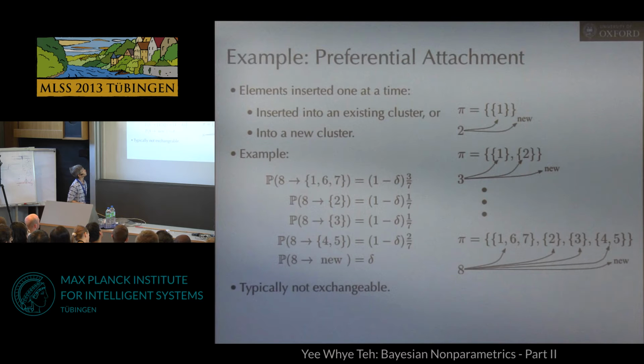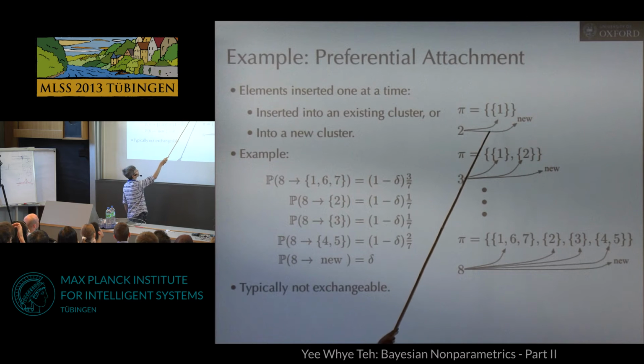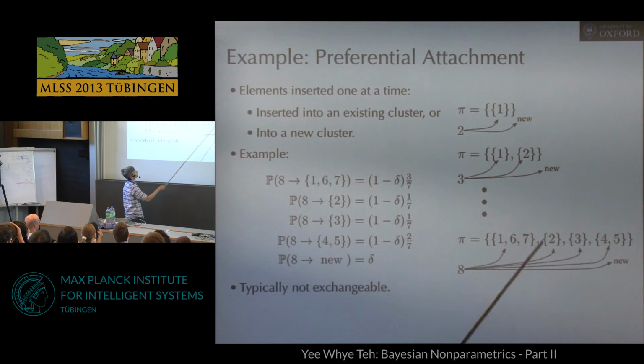The first example is preferential attachment. This is an idea that came out in network models, and you can also think about the Chinese restaurant process as a preferential attachment model. The idea here is that elements are going to get inserted into the model one at a time. Every time we have a new element, we could either insert it into an existing cluster or into a new cluster. So you start with one element, and then the second one could either enter here or there, the third one here, here or there, and so forth.